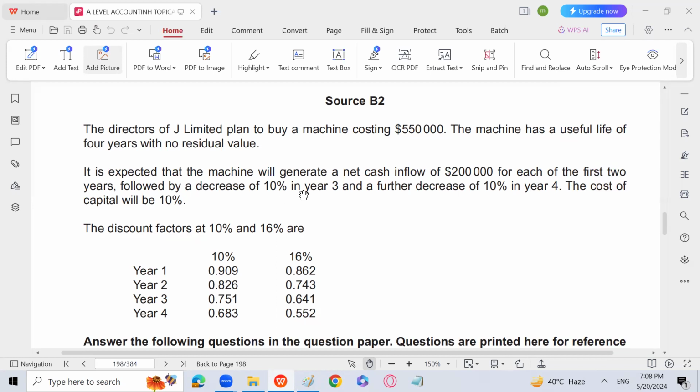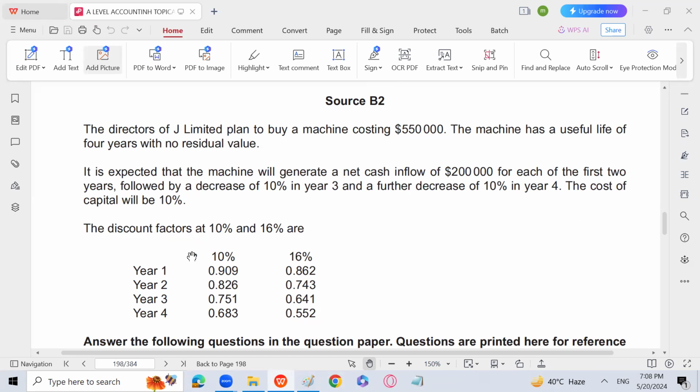It is expected that the machine will generate a net cash inflow of 2 lakh for each of the first 2 years, followed by a decrease of 10% in year 3, and a further decrease of 10% in year 4. The cost of capital will be 10%.